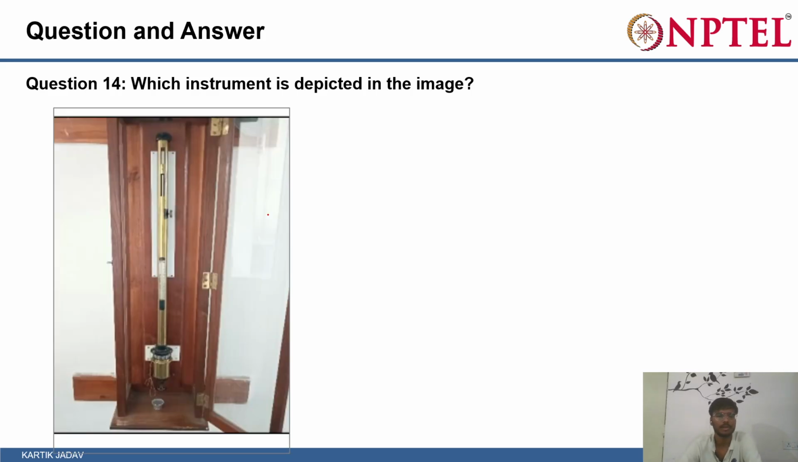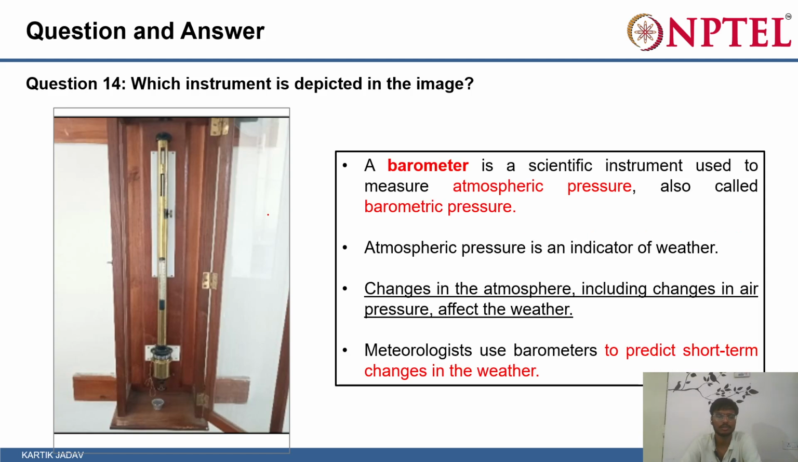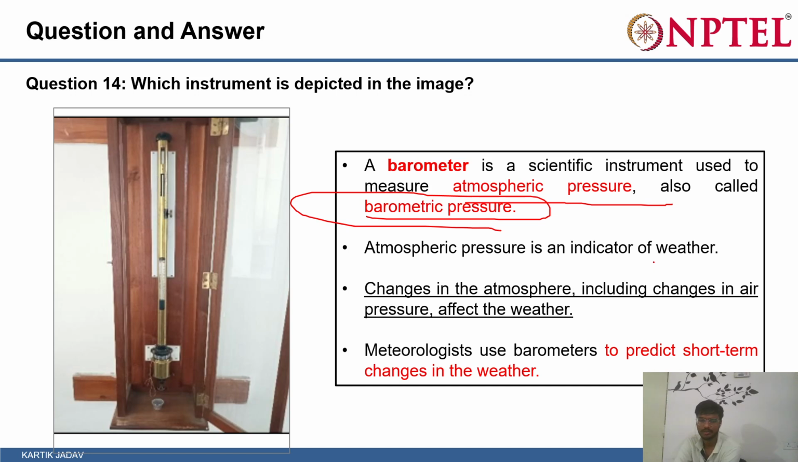Then this instrument is known as barometer. Barometer is generally used to measure the atmospheric pressure, also known as barometric pressure. Atmospheric pressure is an indicator of weather, and changes in atmosphere, including changes in air pressure, affect the weather. So generally, these instruments are useful for meteorologists to predict short-term weather changes.